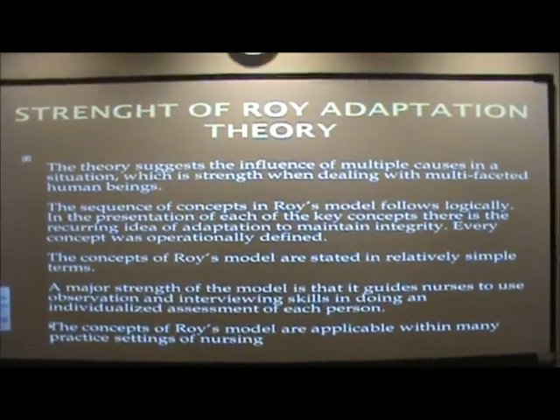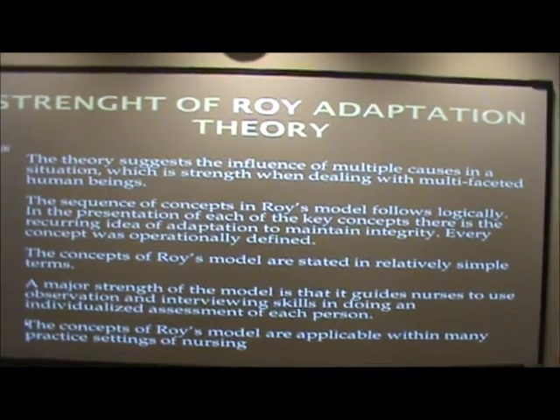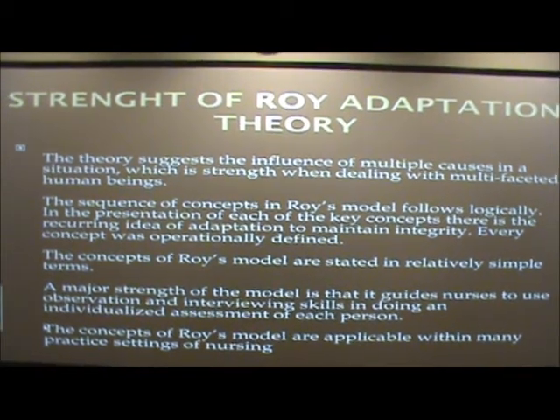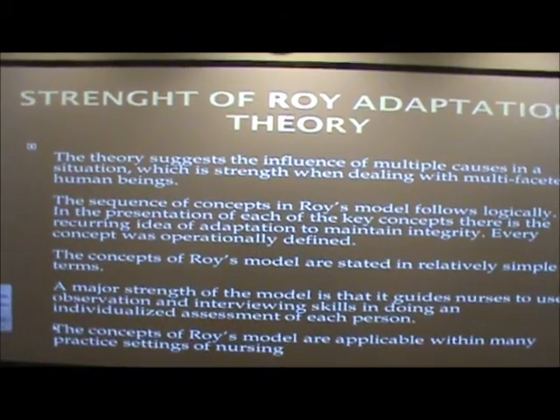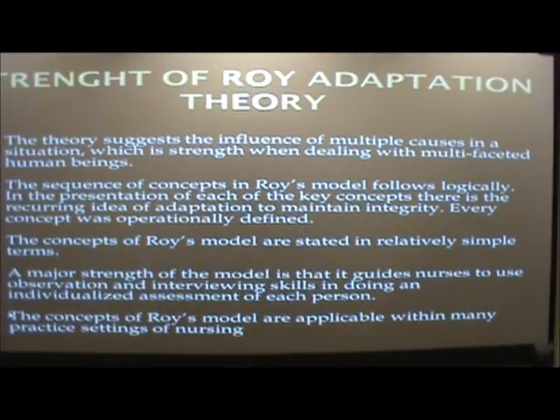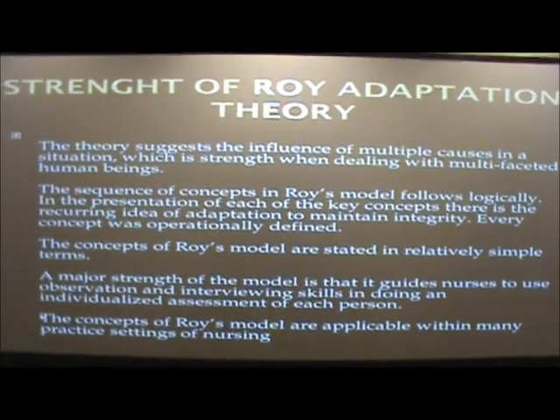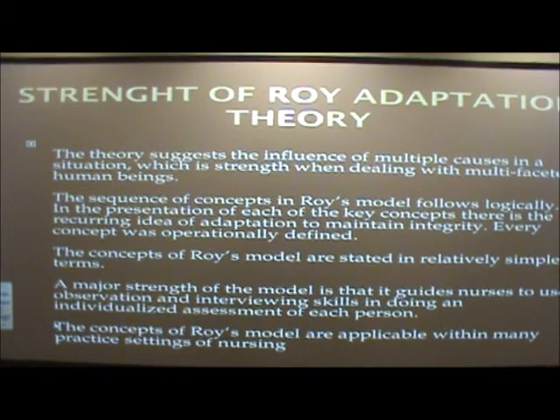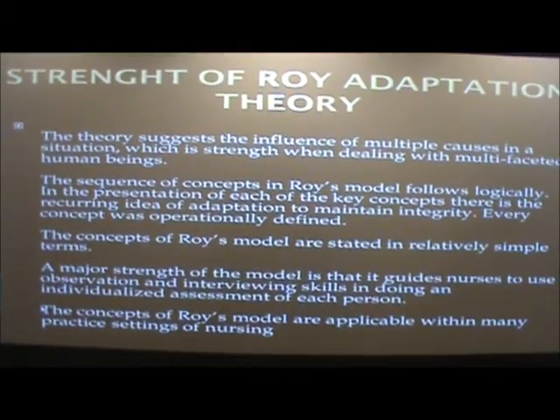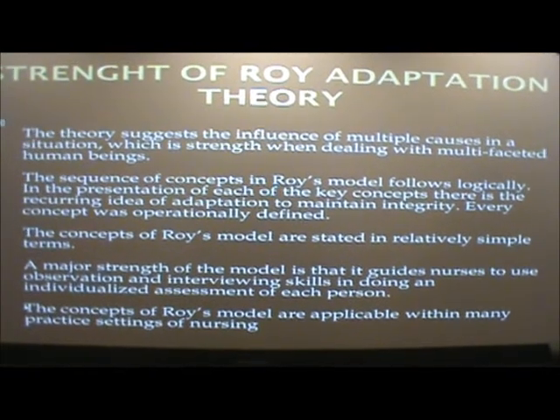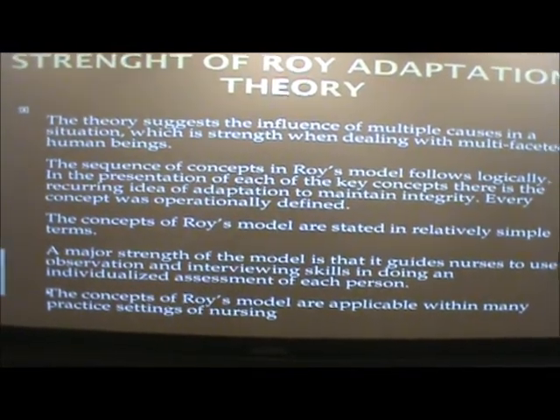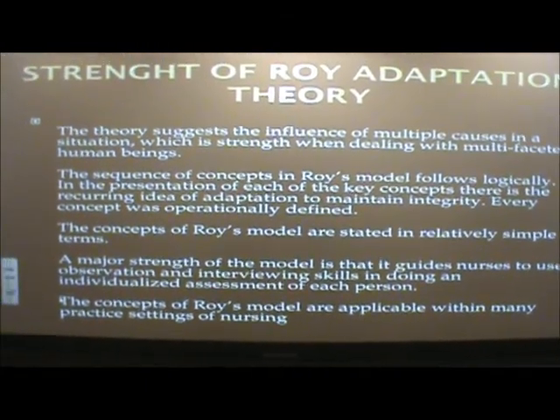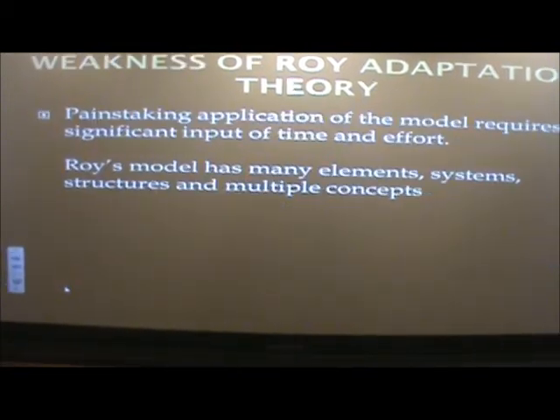The strength of the Roy adaptation theory. The theory suggests the influence of multiple causes in a situation, which is a strength when dealing with multifaceted human beings. The sequence of concepts in Roy's model follows logically. In the presentation of each of the key concepts, there is a recurring idea of adaptation to maintain integrity. Every concept was operationally defined. The concepts of Roy's model are stated in relatively simple terms. The major strength of the model is that it guides nurses to use observation and interviewing skills in doing an individualized assessment of each person.